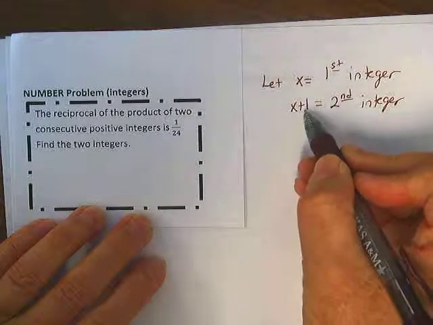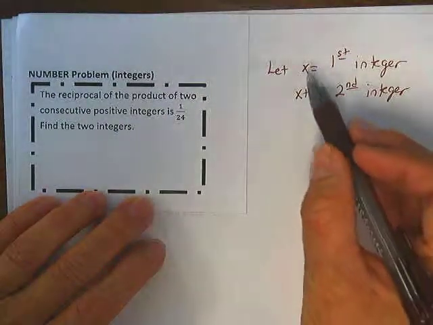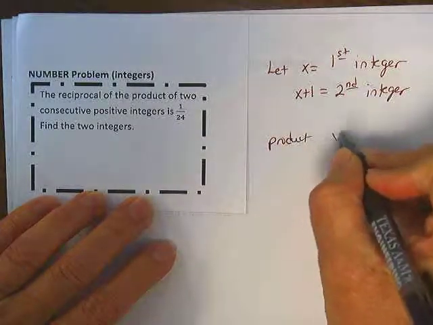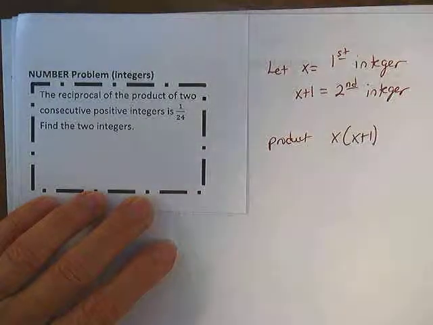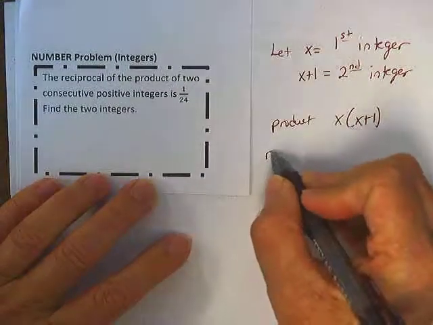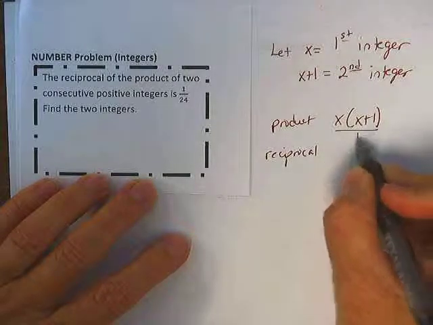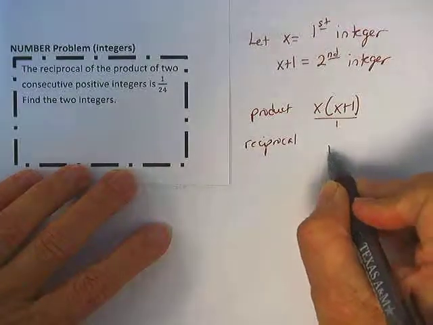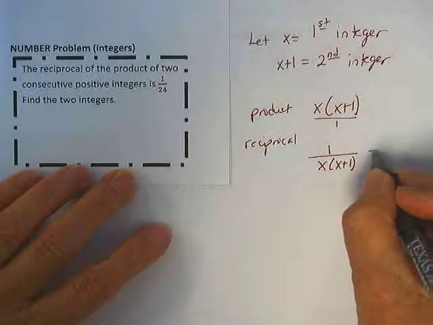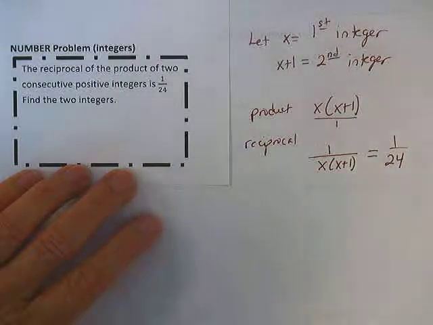So if I could find x, I could find the consecutive one. Okay, the product of these two integers. So product means x times x plus 1. Okay, I've got that. And now we want the reciprocal of the product. So reciprocal would mean I take this, and by default that's really over 1. So the reciprocal is 1 over x times x plus 1. And that's going to be equal to 1 over 24. So that would be our setup for this problem.